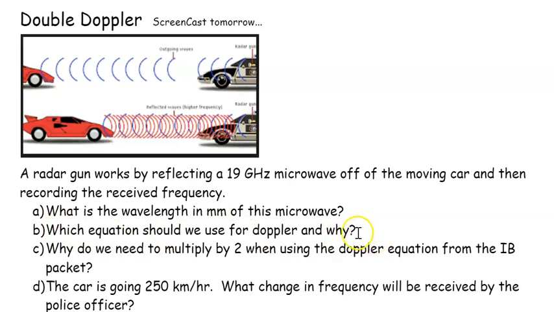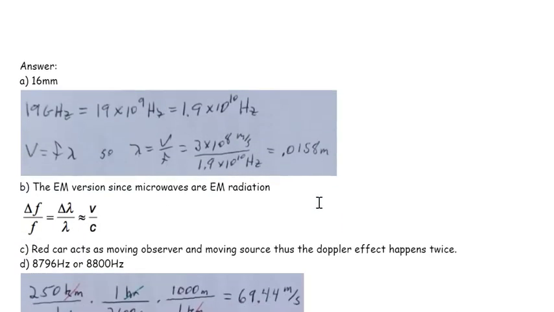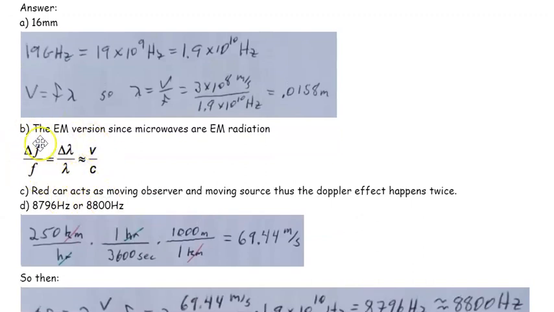Which equation should we use for Doppler and why? Because it's electromagnetic radiation, we're going to use this form of the Doppler, right? Because it's light. We'll be using this one, and specifically the frequency part of that. Up here is just showing the work of 19 gigahertz turned into just hertz, because giga is 10 to the 9th. Then use v equals frequency times wavelength to solve for wavelength. So wavelength equals velocity divided by frequency, plug and chug, and you get this number in meters, which is about 16 millimeters.